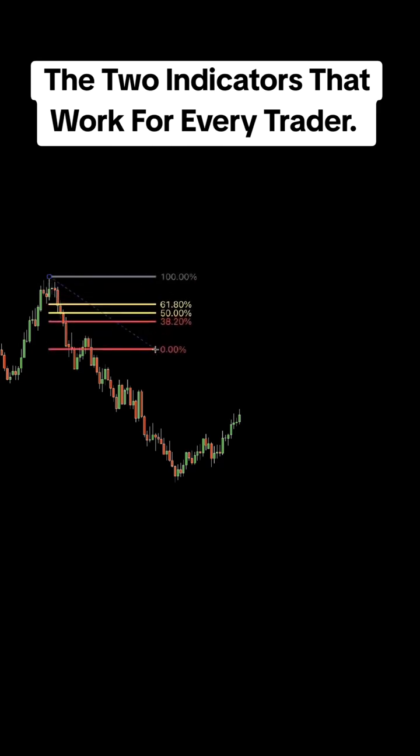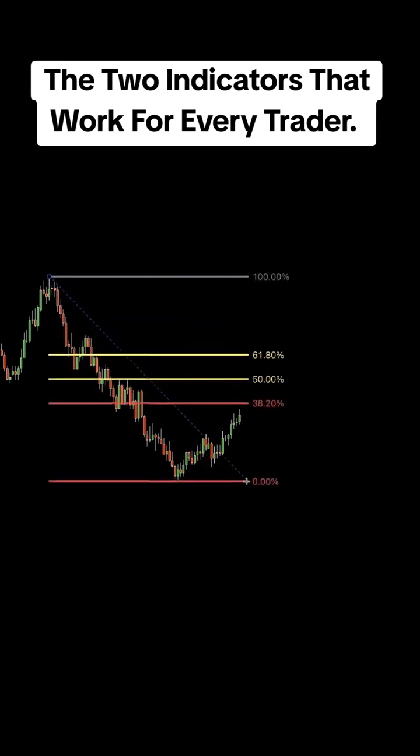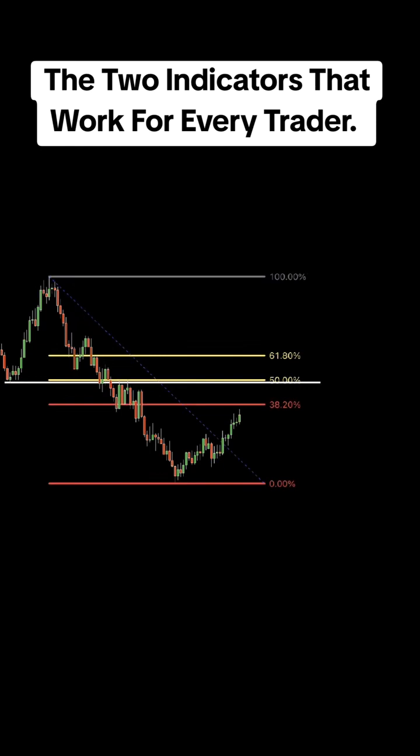First, we draw the Fibonacci retracement from the top of the move down to the lowest point of the downtrend. Notice how the 50% level lines up perfectly with an old support that's now acting as resistance. That alignment is important. It gives us a high probability area for a potential reversal.